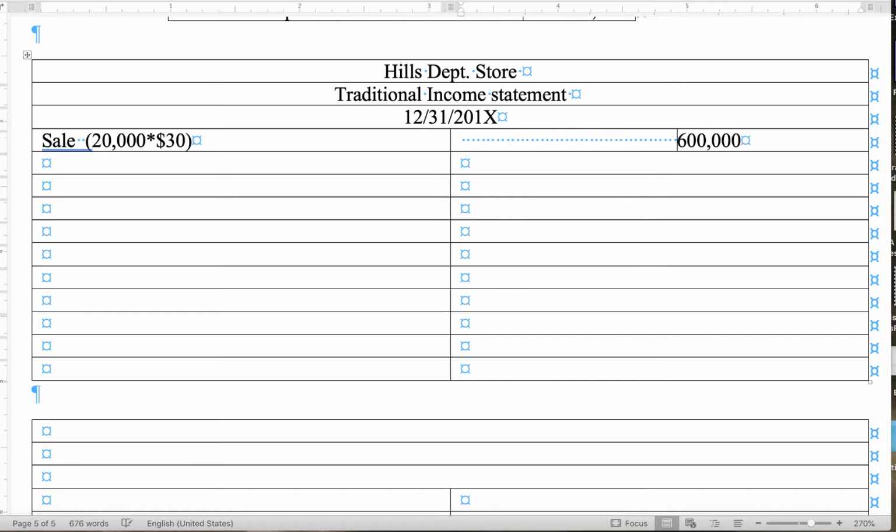I'm just going to move that over a little bit. Okay. Next, we need to figure out what our cost of goods sold are. Now I'm going to abbreviate that as COGS, C-O-G-S. COGS is just the abbreviation for cost of goods sold. We need to figure this out.